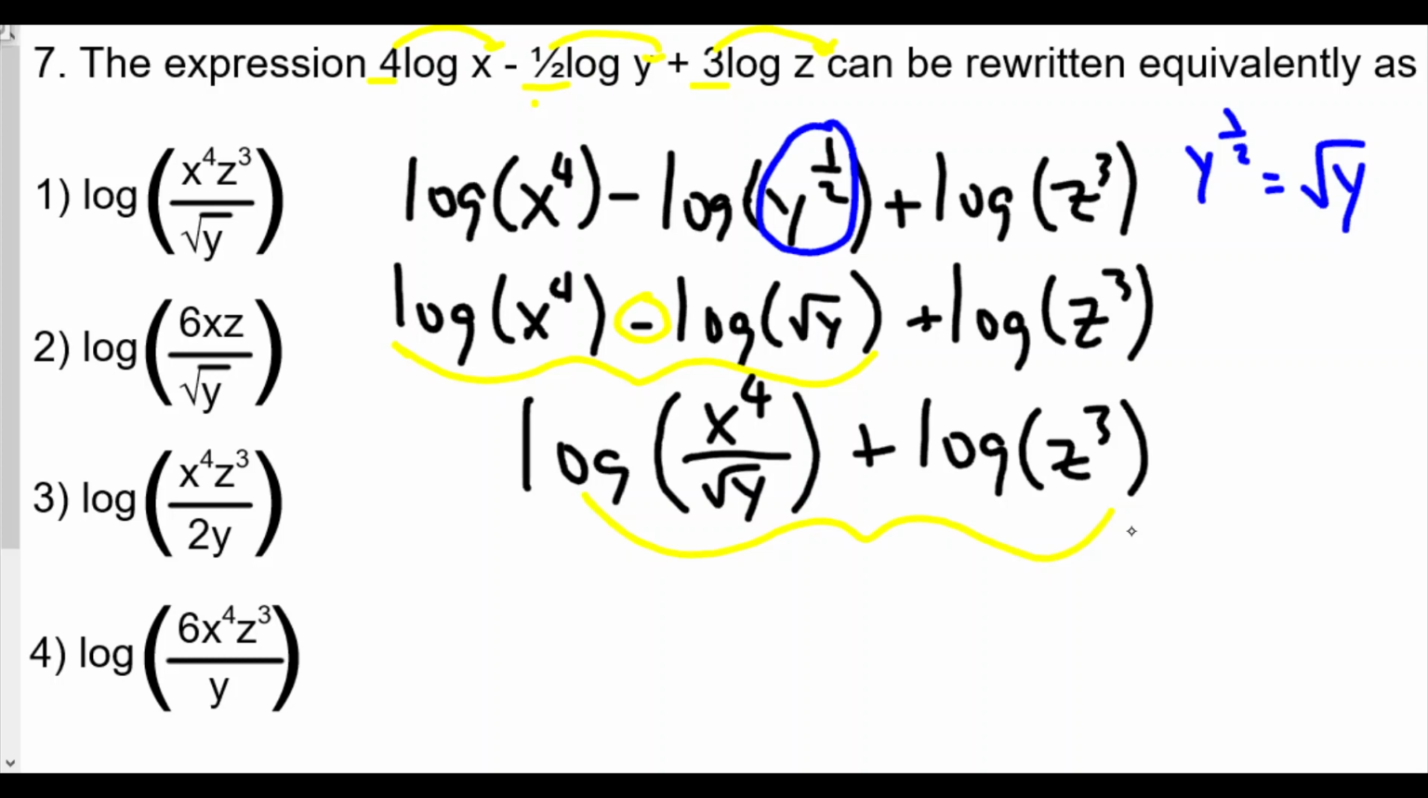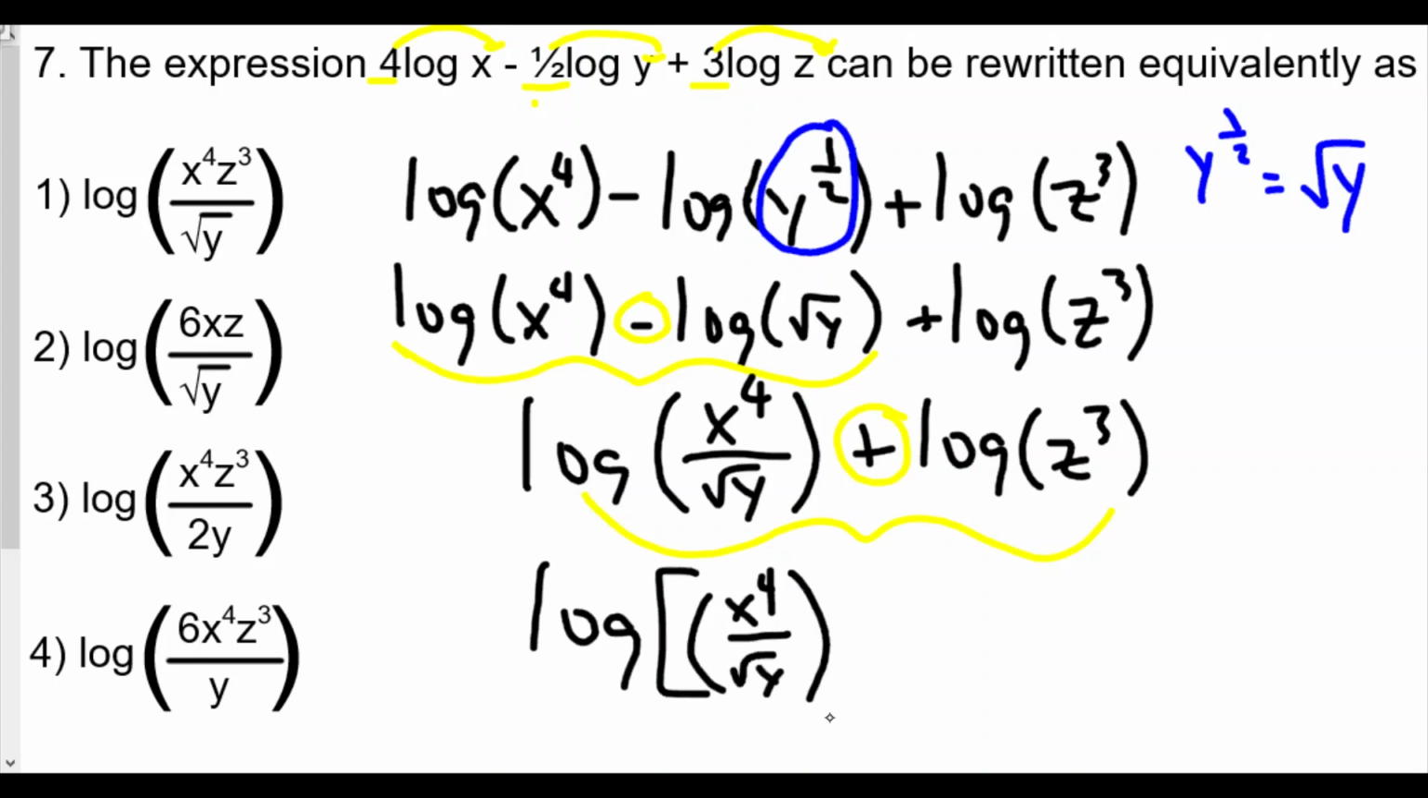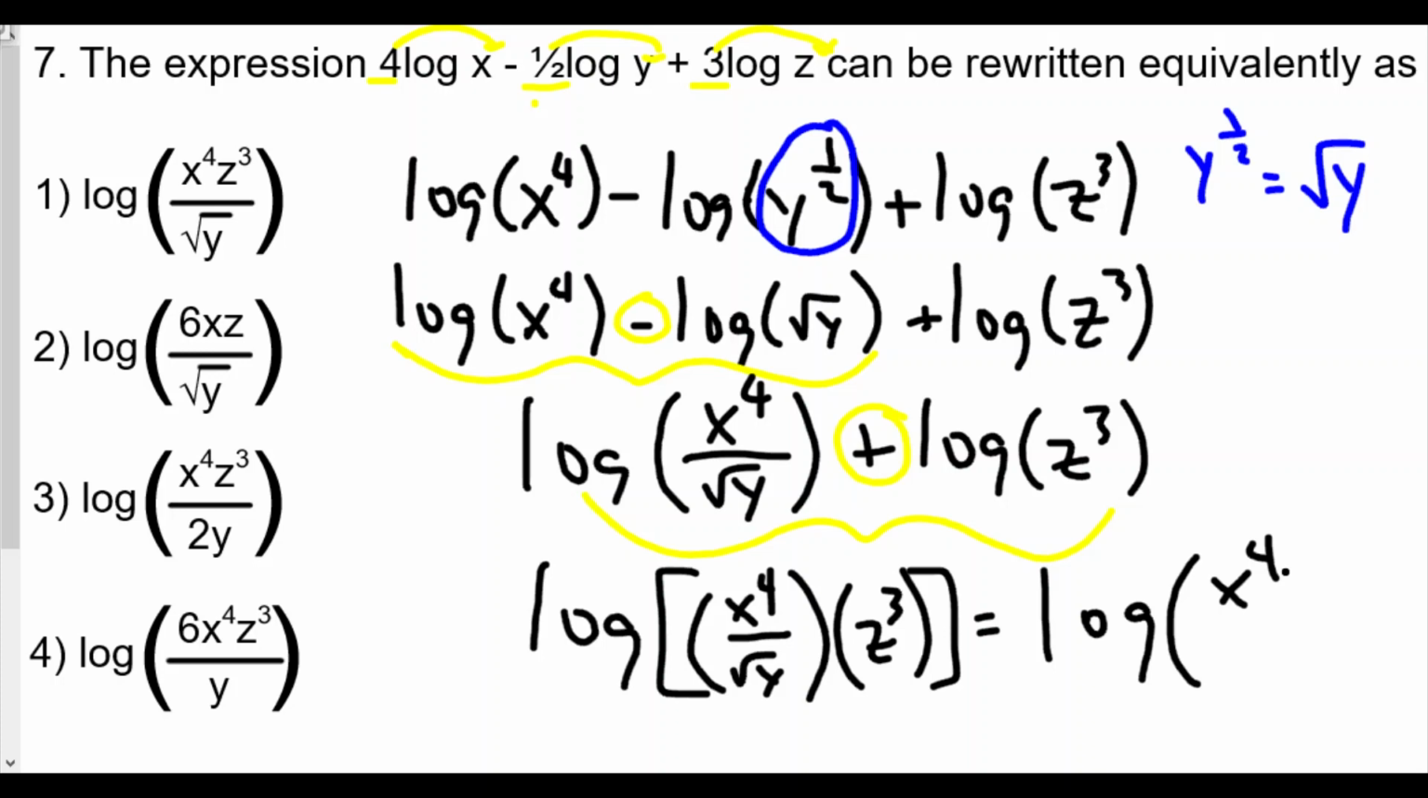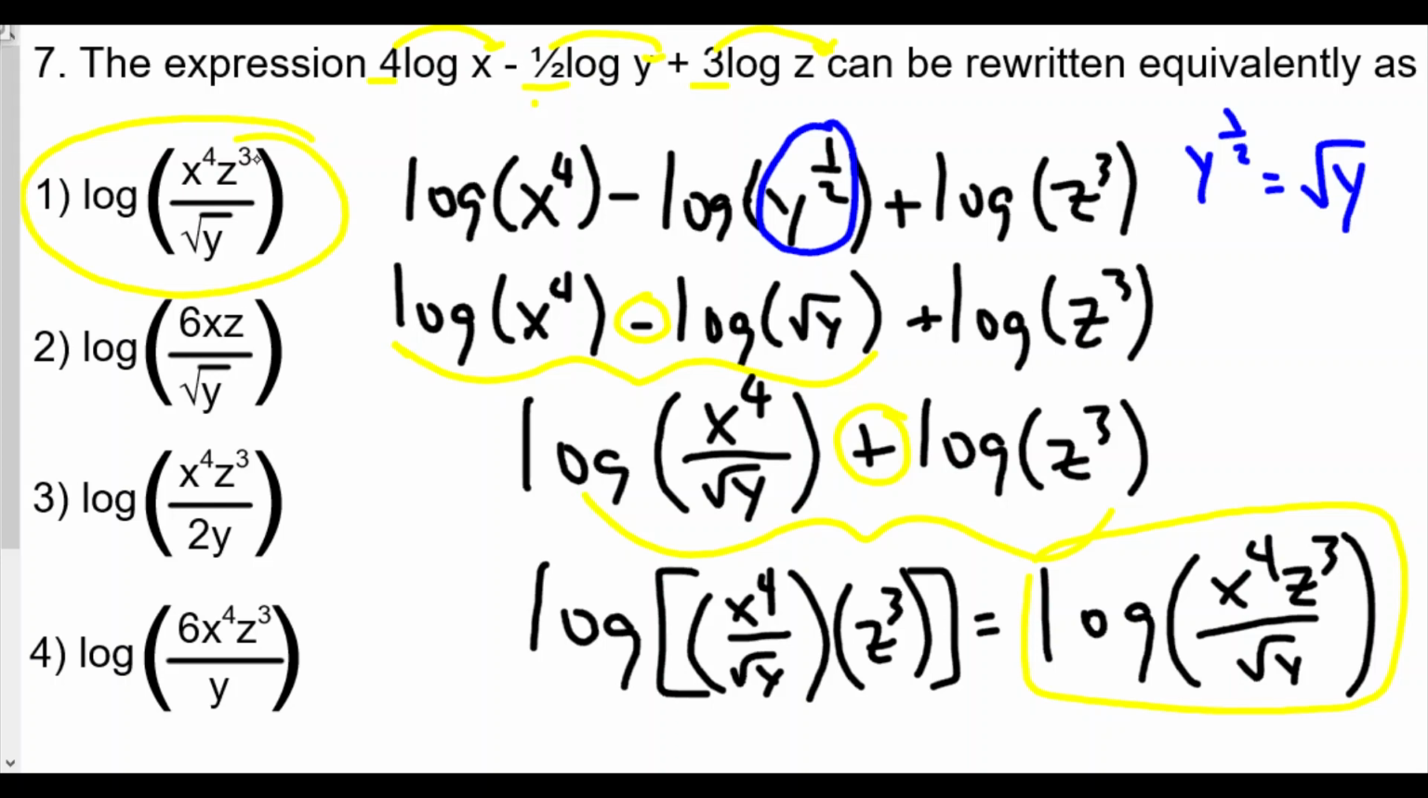And now we combine using our product rule. We are going to combine to a single log, and when the two logs are adding each other, we're going to multiply the insides. So we have log of x to the fourth over the square root of y, times z to the third. But in this case, to combine to a single fraction, we're going to get log of x to the fourth z to the third over the square root of y. This is our answer here. And which one matches up? It looks like x to the four z cubed over square root of y. Choice one is our correct answer here.